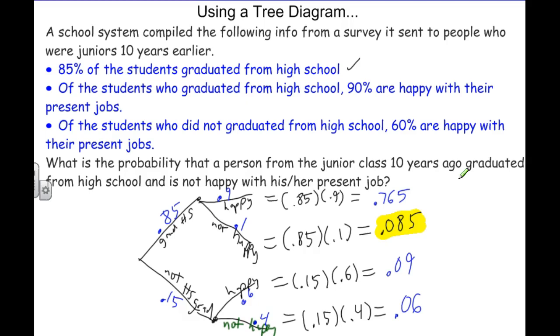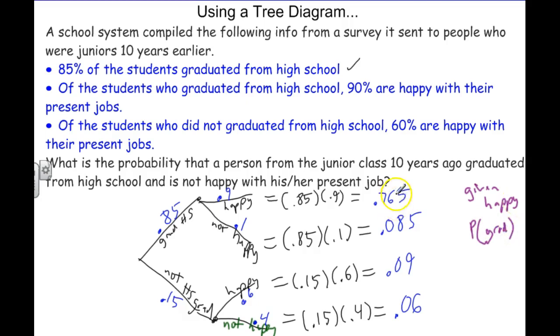Let's ask a more difficult question just for fun. So that's the answer to that question. So if the question was, because I'll see this sometimes, given that you are happy, what is the probability that you graduated from high school? So let's figure that out.